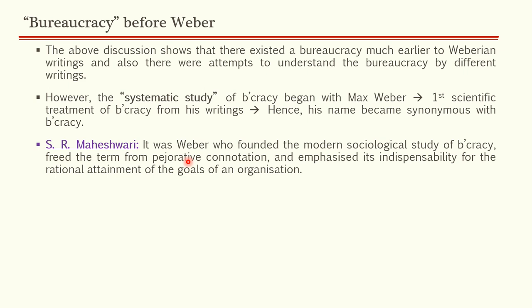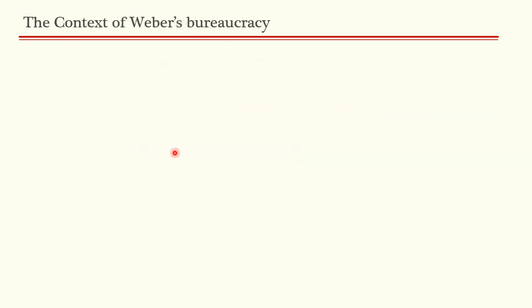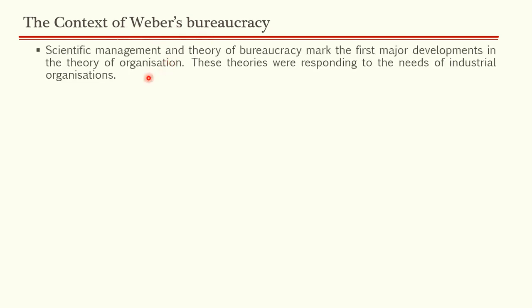So what Max Weber did was he freed the term from these pejorative connotations, and he emphasized that bureaucracy is indispensable. It is very much important for the rational attainment of the goals of an organization. So if you have to attain the goals of your organization, bureaucracy is important. This is what Max Weber did, and that is why he is much more known for bureaucracy than other writers. So moving on, the context of Weber's bureaucracy.